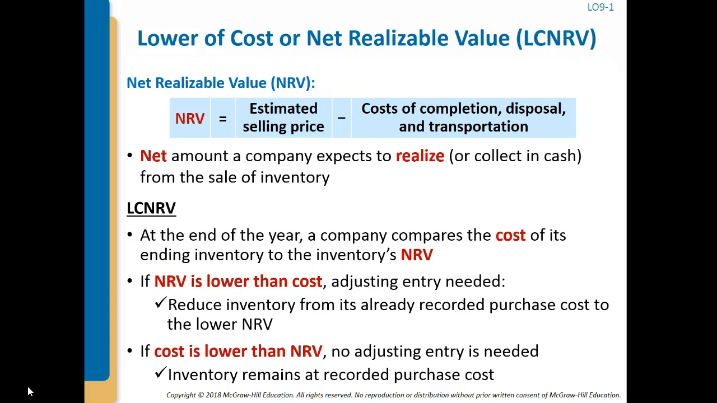If cost is lower than NRV, then we don't have to do any adjustments. Inventory already is recorded at cost at the time it was purchased, and this cost is lower than total NRV at the end of the period. The lower of cost or net realizable value approach avoids reporting inventory at an amount greater than the cash it can provide to the company. Reporting inventories this way causes income to be reduced in the period the value of inventory declines below its cost, rather than in the period in which the goods ultimately are sold.